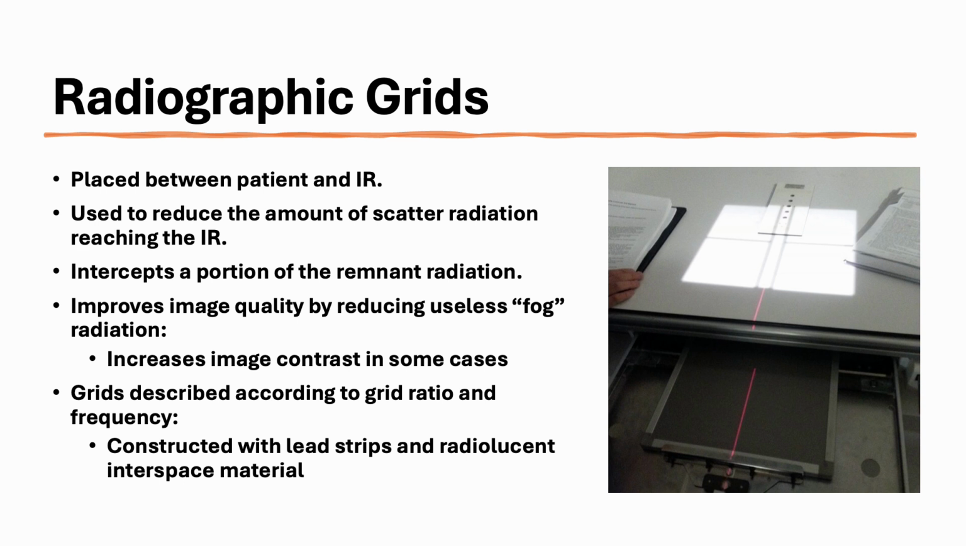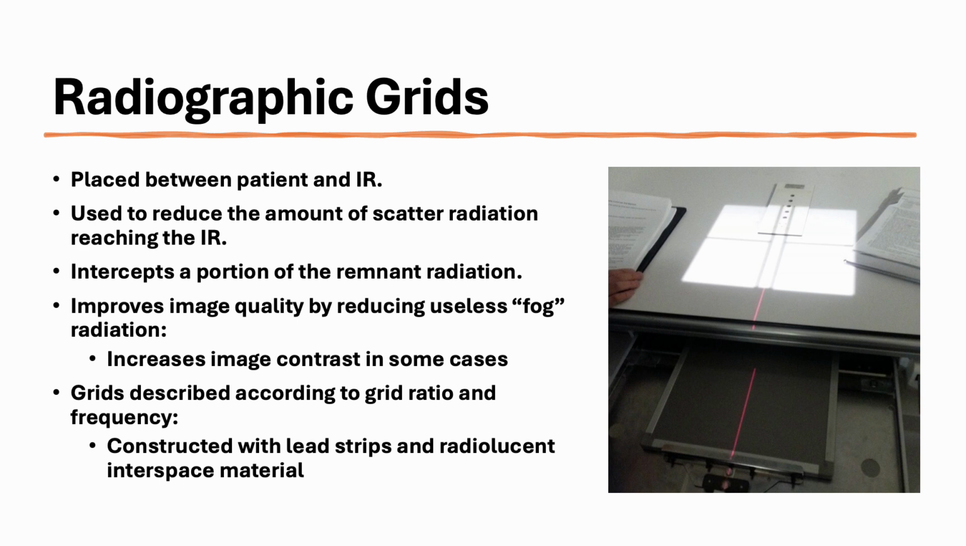Because remember, the scatter didn't penetrate the patient. Just because it didn't penetrate the patient doesn't mean that it's going to just disappear. It can reach the cassette. For us to remove that, we place what we call a grid. We eliminate what we call fog, unwanted information on the cassette. Okay? So what's the purpose of a grid? To remove or reduce the amount of scatter that's going to be on the image receptor.